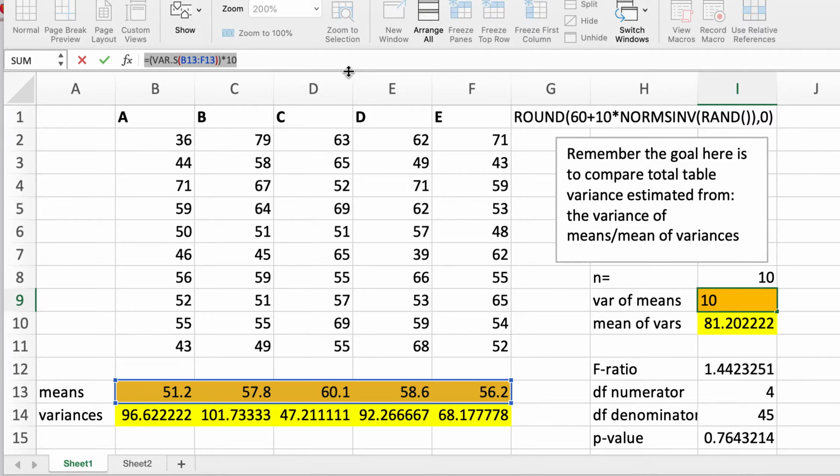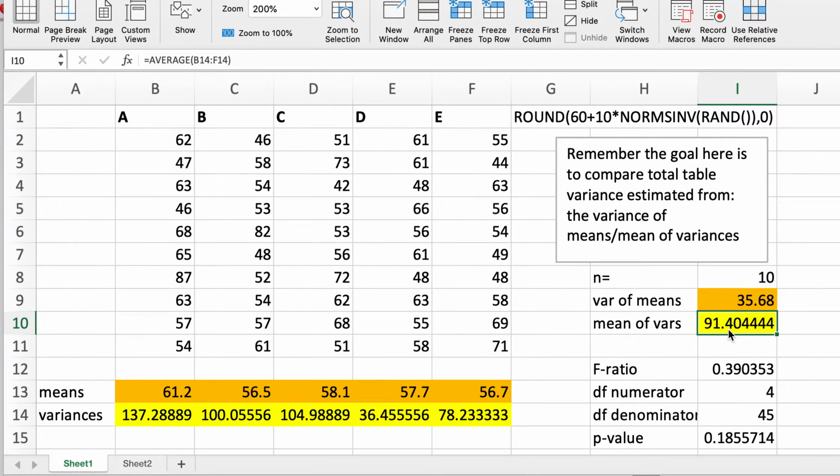We know that the variance of means is proportional to the variance of the parent by the size of the samples, which is n. If we have the variance of means, we can simply multiply it times 10 to get the parent distribution variance. That's what we do here, and that was pretty straightforward. That was actually the hardest calculation here.